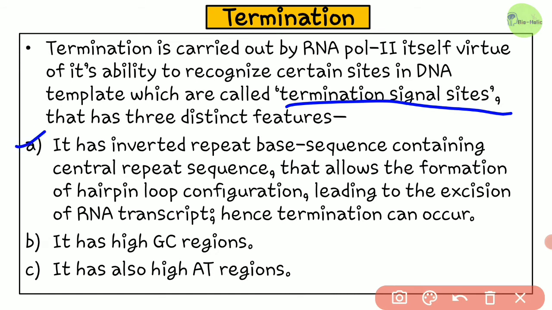First of all, it has an inverted repeat base sequence containing a central repeat sequence which allows the formation of a hairpin loop configuration leading to the excision of the RNA transcript. And also it has a high GC rich sequence and also a high AT rich sequence. So the hairpin structure is formed in the growing RNA chain, which easily dissociates from the template, and hence termination occurs.